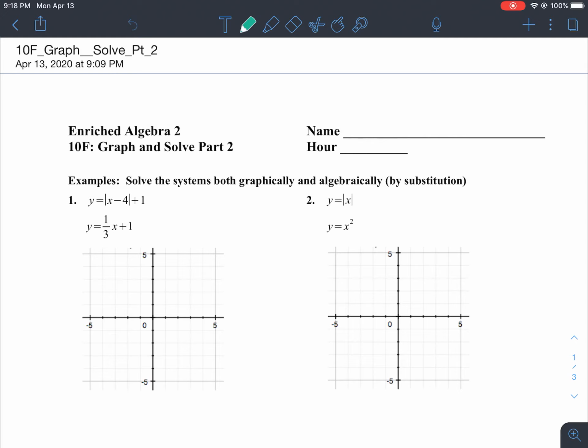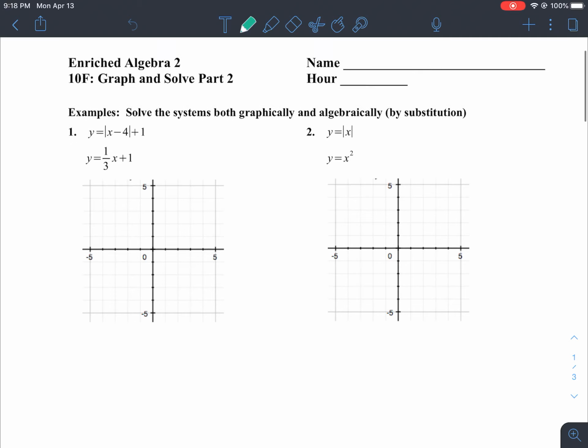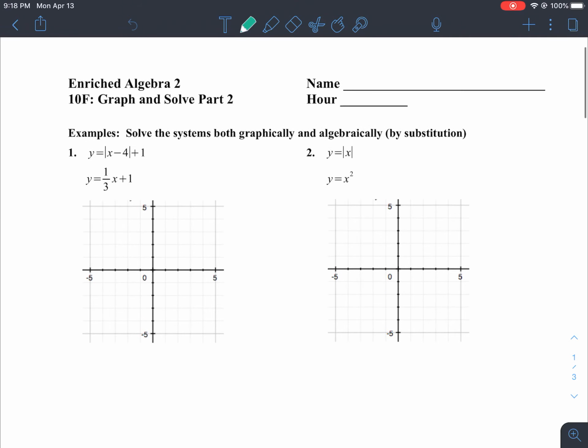This is Enriched Algebra 2. We are back to graphing and solving. Weren't we doing that a little bit ago? Let's see here. The last worksheet we did was transformations, part 2. So now you know how things are stretched and shrunk and moved around, so we can use some of that information on these bad boys. We have to solve it graphically and algebraically.